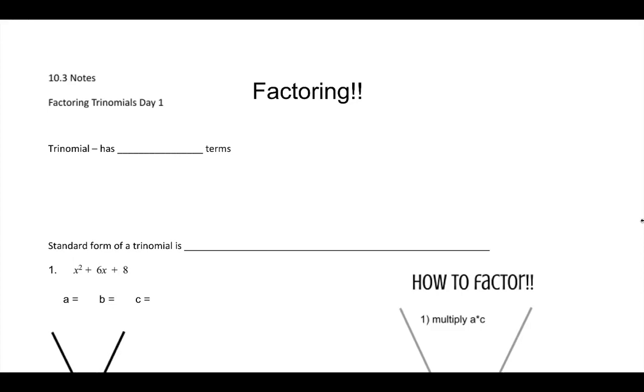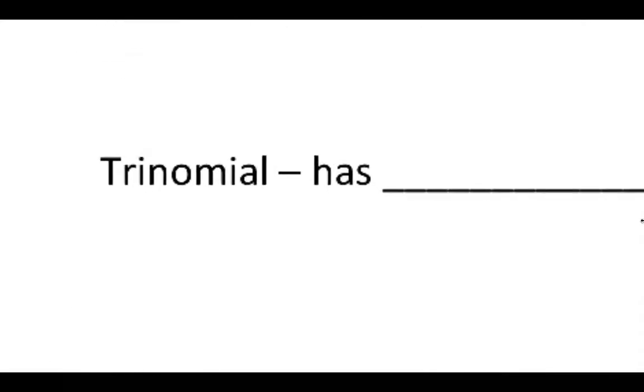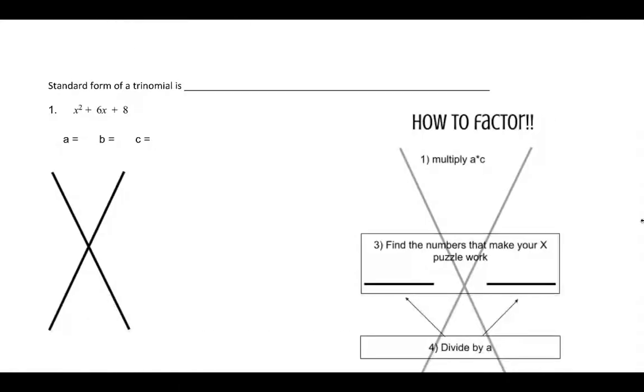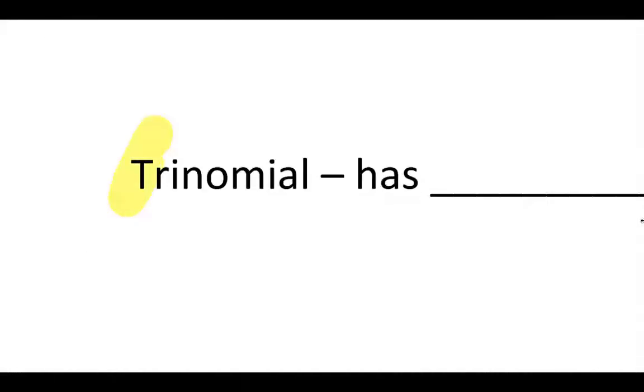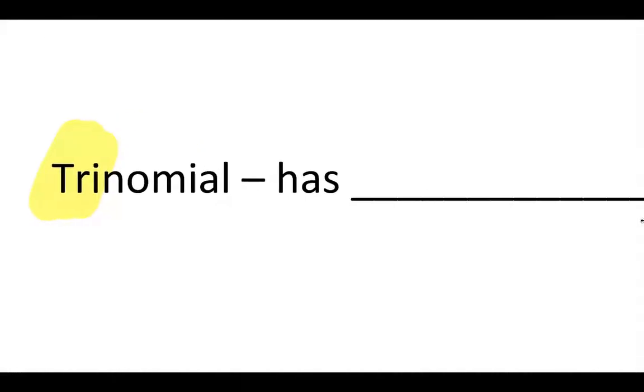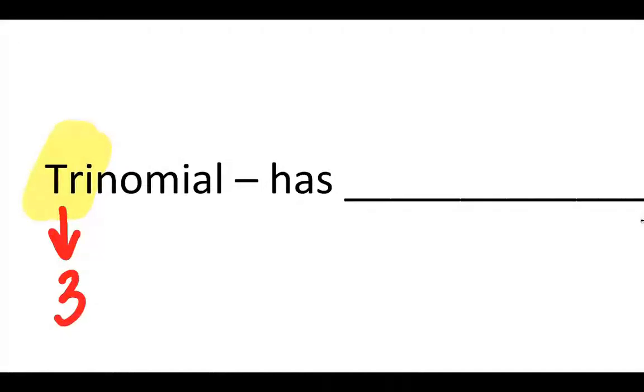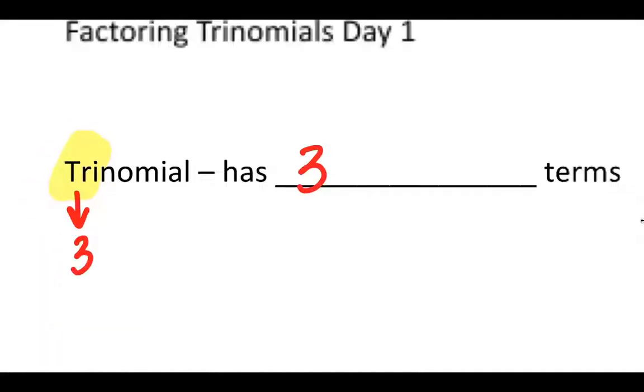Hey guys, today we're finally getting into factoring all the trinomials. So we've been talking about GCF, factoring by grouping, and now we're going to learn how to factor trinomials completely. No matter what it is, we'll be able to factor it. So remember a trinomial, we've got the prefix tri, which means 3. Okay, so a trinomial has 3 terms.